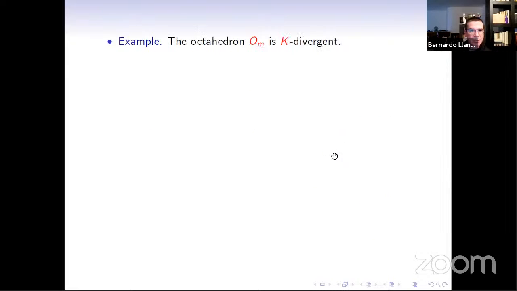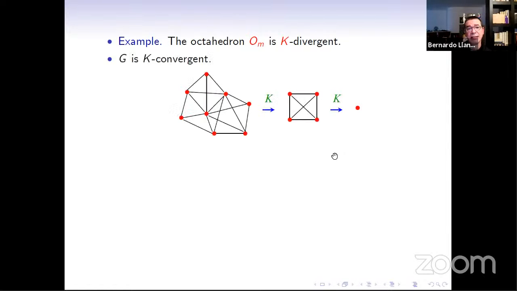Okay, so for example, for the octahedron, we know that the octahedron is K-divergent. This was first resolved by Victor Neumann-Lara in the 70s. And for example, this graph is convergent. I presented this example at the beginning of the talk. This graph G is convergent. Of course, you can have K-convergence.